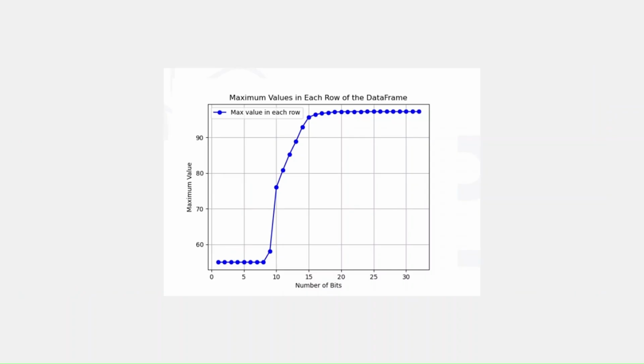And then here we have the maximum value in each row of the data frame around the number of bits. And then for the 16 bits, the accuracy starts to saturate. That's why we chose 16 bits.